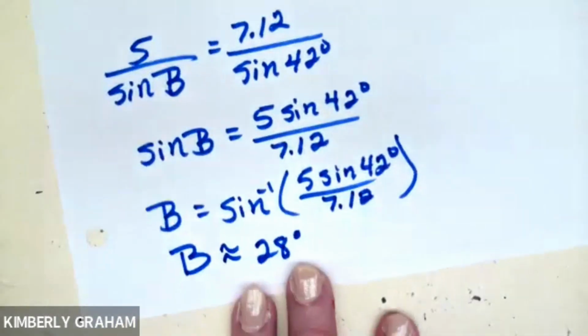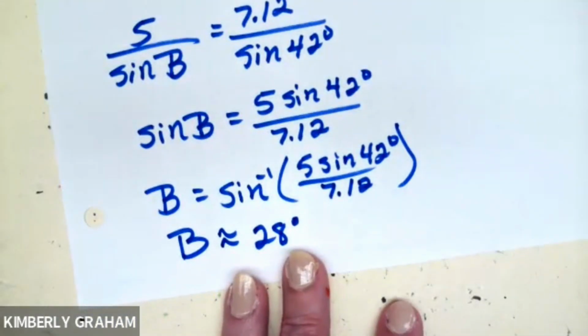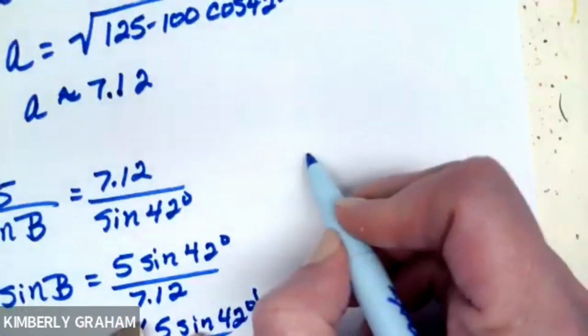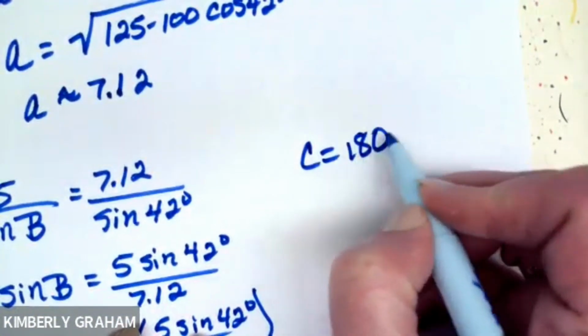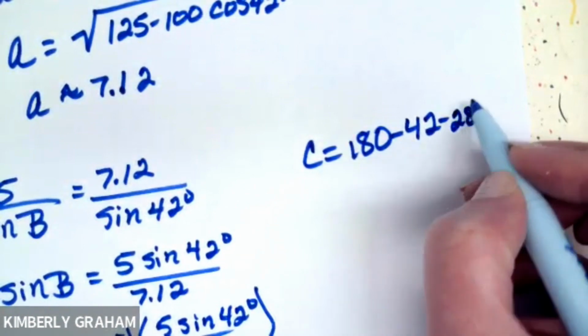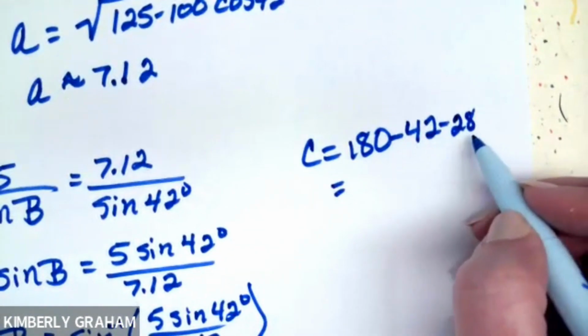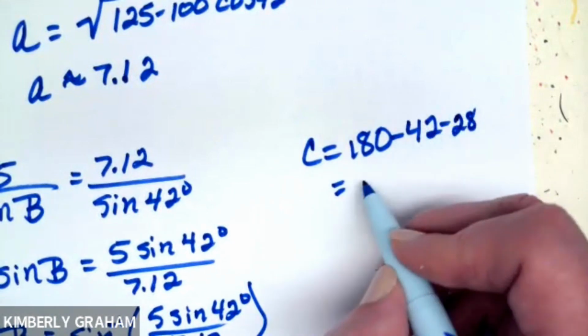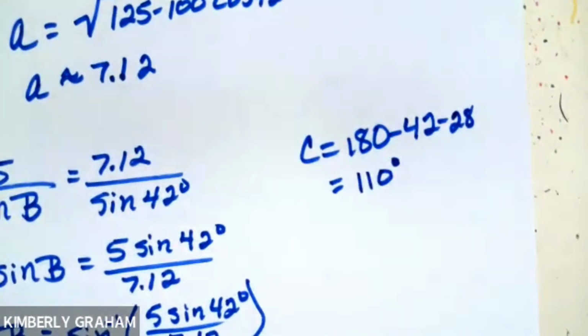And then you would find your third angle by subtracting 180 minus 42 minus 28. And again, you may need to just leave this unrounded until you get to your final answer, but here you should get approximately 110.